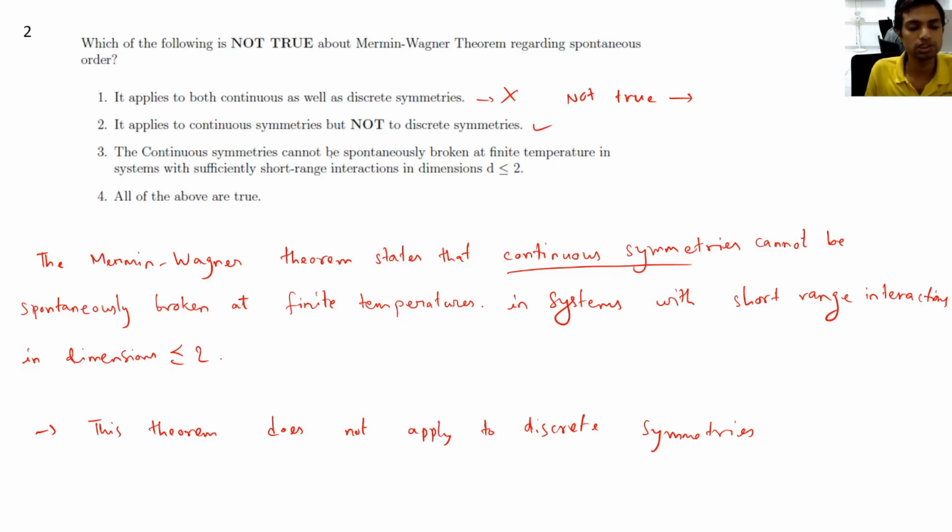The continuous symmetries cannot be spontaneously broken at finite temperature. So this is the statement of the Mermin-Wagner theorem: continuous symmetries cannot be spontaneously broken at finite temperatures in systems with sufficiently short range interactions in dimensions d less than or equal to 2. So this is correct.